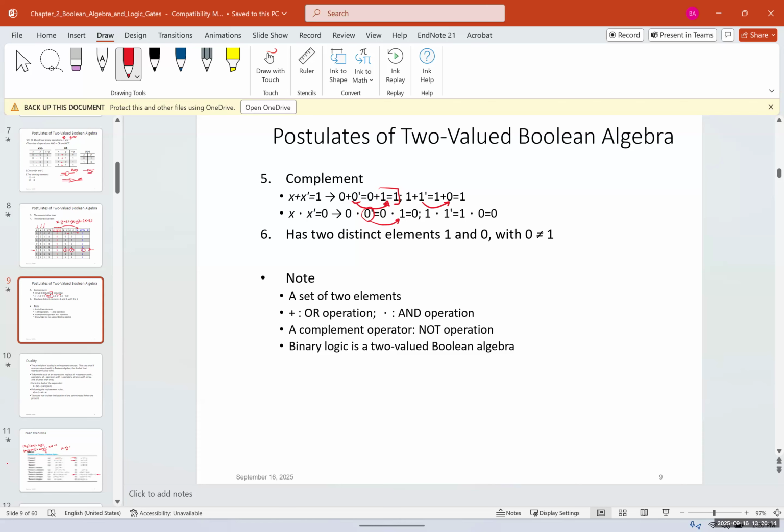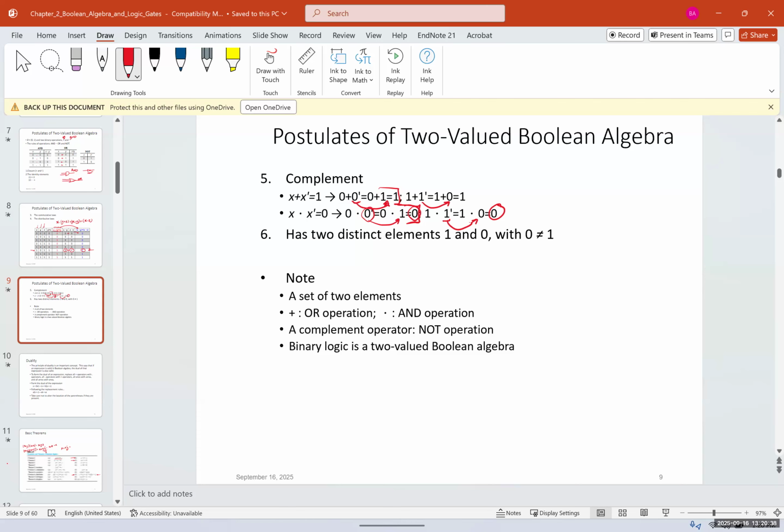I'm sorry, 0 times 1 gives us 0, and so on. 1 times 1 not, and 1 not is 0, so 1 times 1 not gives us 0 again. So in all situations, if you add a number to its complement, you get 1. If you AND it to the number, you get a 0.